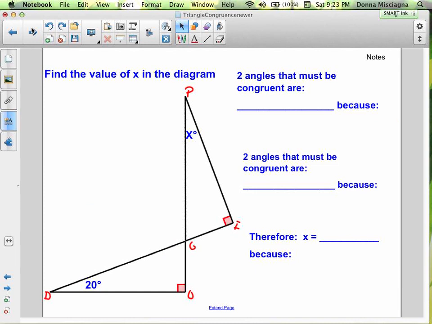So let's find some angles that have to be congruent. Do you see any angles that have to be congruent? So for instance, I know that angle I, actually I'll start with angle O. Angle O has to be congruent to angle I. Notice they both have that box in them, and that means that they're right angles. And we know that all right angles are congruent.